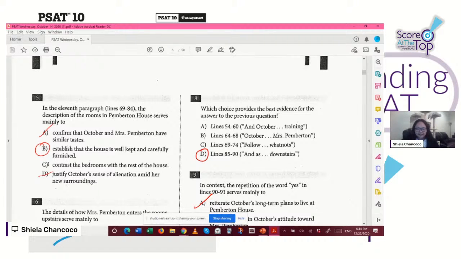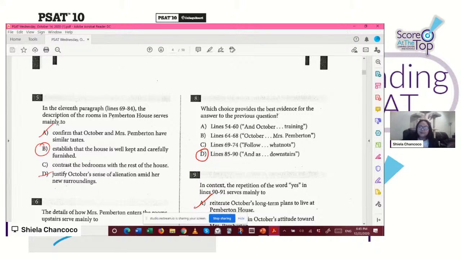In the 11th paragraph, they were nice enough to put the line numbers there. So in the 11th paragraph, the description of the rooms in Pemberton House serves mainly to. Okay. So I like to rephrase questions because this is not a question, right? Number 5 is a statement. It's a complete the statement. So if you are me, I like to be questioned, how I would rephrase this in my head is: why did they say all those things, right? Descriptions about the room in the Pemberton house.